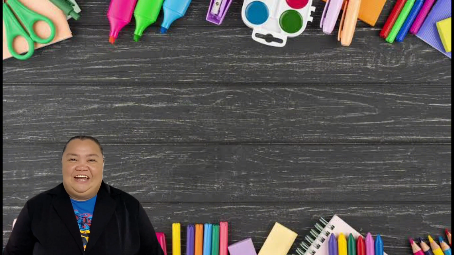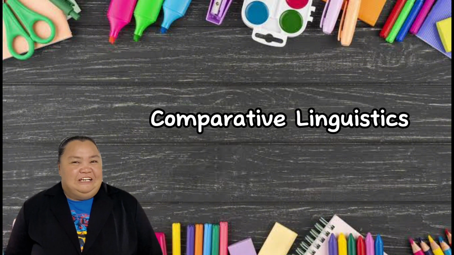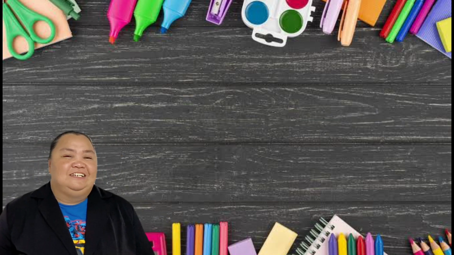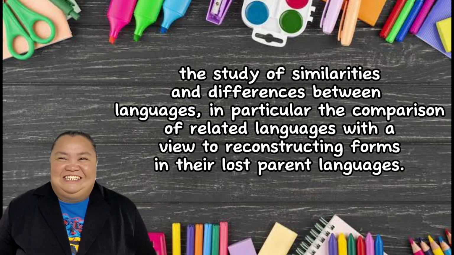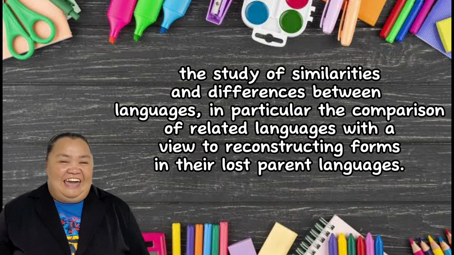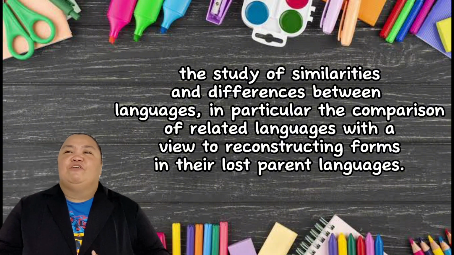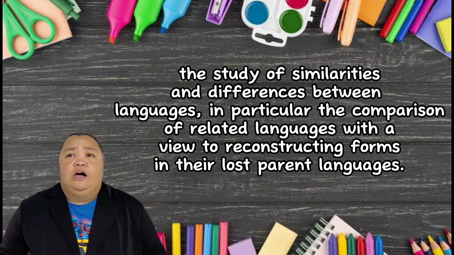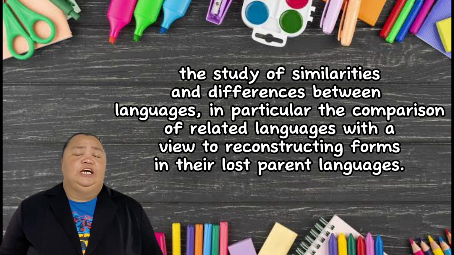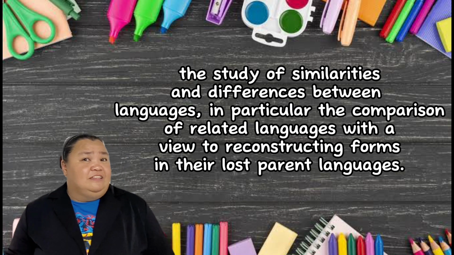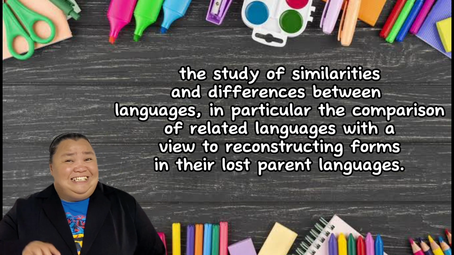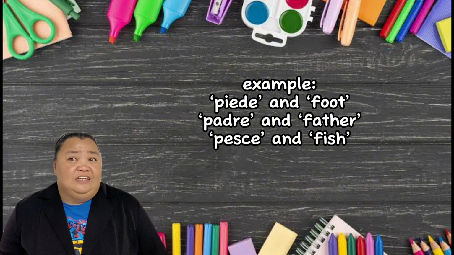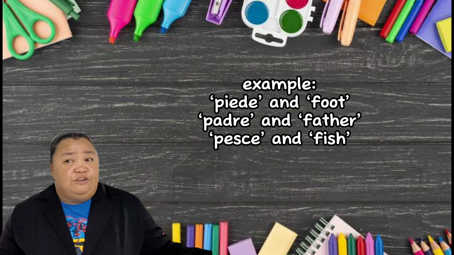So, let's go to the next example. Comparative linguistics. What is comparative linguistics? Comparative linguistics is the study of similarities and differences between languages, in particular the comparison of related languages, with a view to reconstructing forms in their lost parent languages. So, an example for that is pide, or food, which means food in English.